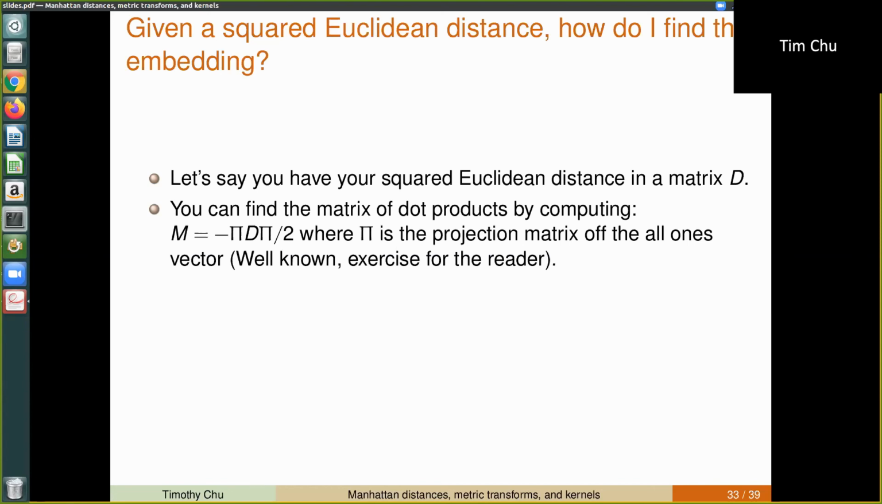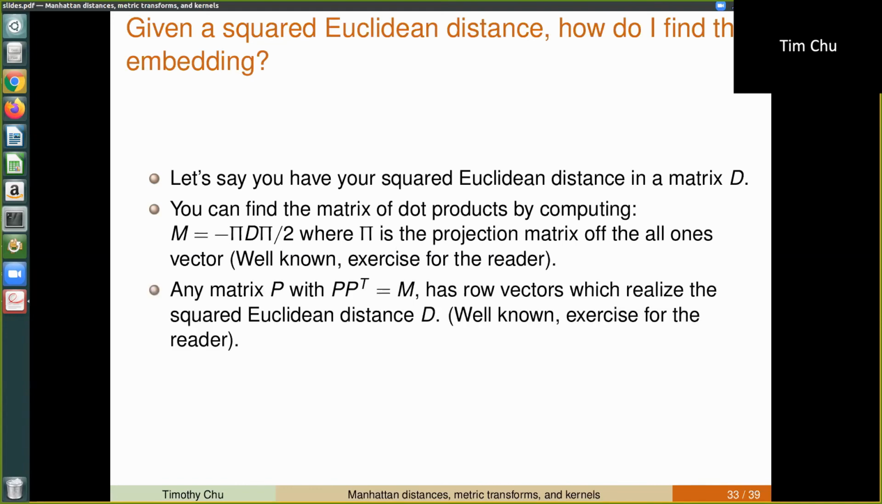It's well known. It's an exercise for the reader. It actually has a beautiful proof. It's not one of those ugly results. It's been known since Schoenberg in 1935. Now, it turns out that if you have a matrix P such that P P transpose is equal to our matrix of dot products, the matrix P has row vectors which realize our squared Euclidean distance D. Once again, this is a known fact and an exercise for the reader.